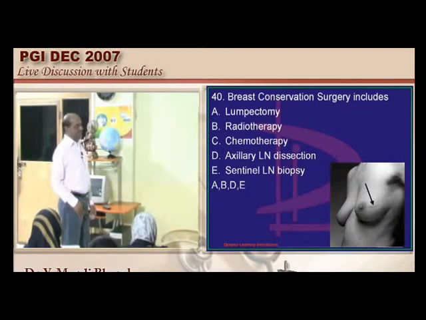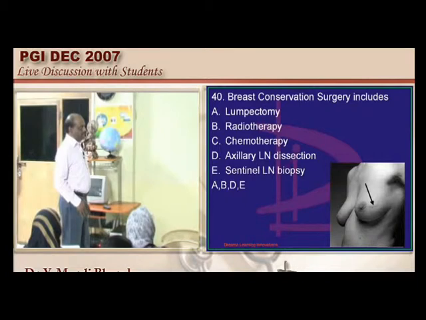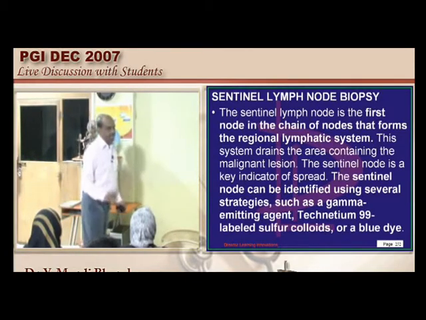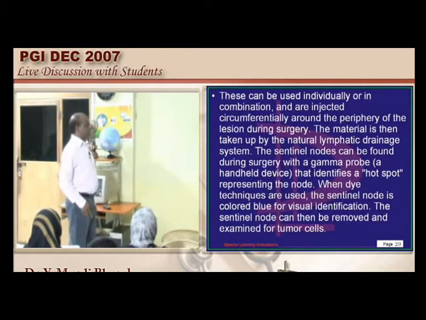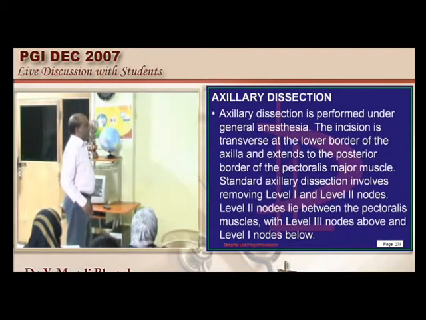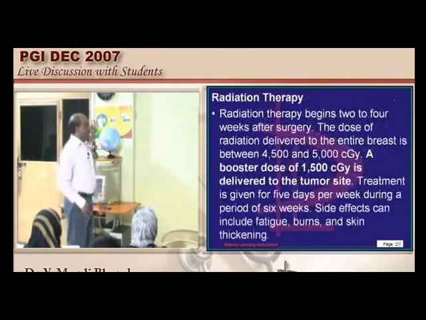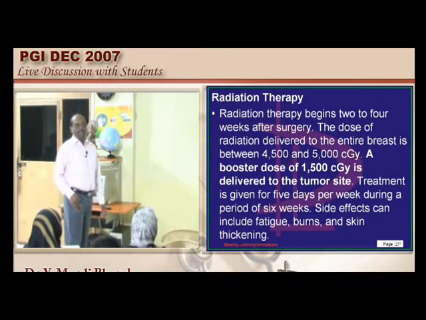Breast conservation surgery, what are you able to see here, doctor? It is a lumpectomy scar which is typically found, which is called breast conservation surgery. So as a part of breast conservation, what are all the things that you do? Sentinel lymph node biopsy is done using technetium 99m labeled sulfur colloid. Axillary dissection is also done, and lumpectomy is considered a breast conserving surgery, and post lumpectomy you can also give radiation therapy of around 4500 to 5000 centigray as a part of the breast conservation surgery.